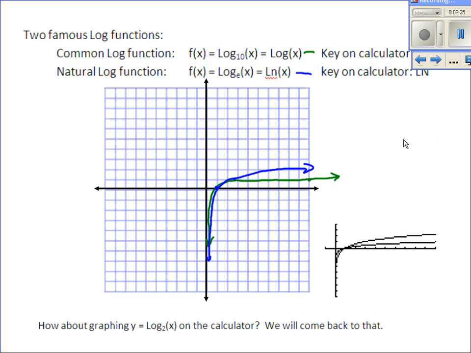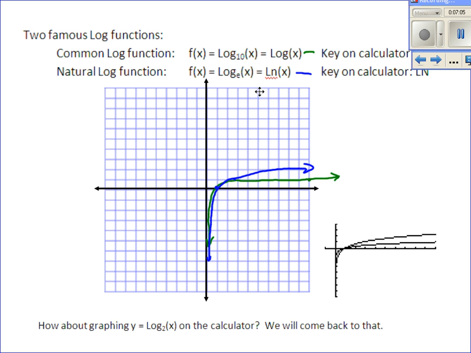Okay. Two famous logs are the common log and the natural log function. The common log is the log base 10, and the natural log is the log base e. Now, both of these are important enough to create their own buttons on the calculator. By the way, the calculator does not have a button for log base 2, or log base 3, or log base 17. It only has keys for log base 10 and log base e. There's a way to trick it into finding log base 2. We'll get to that in the next section.